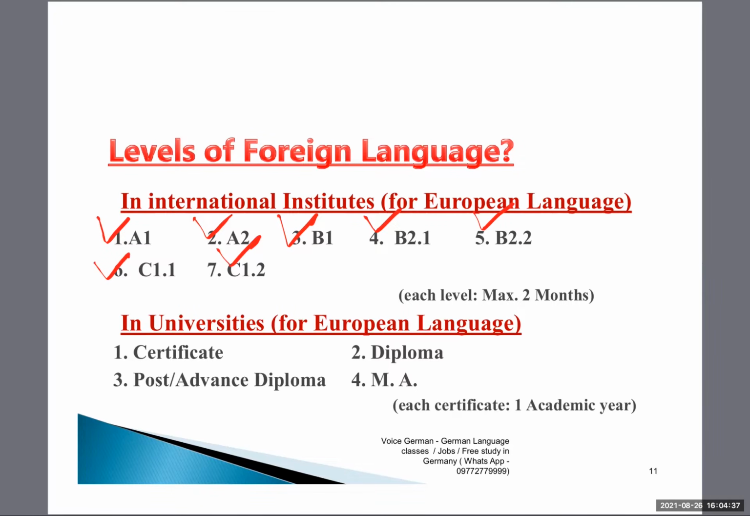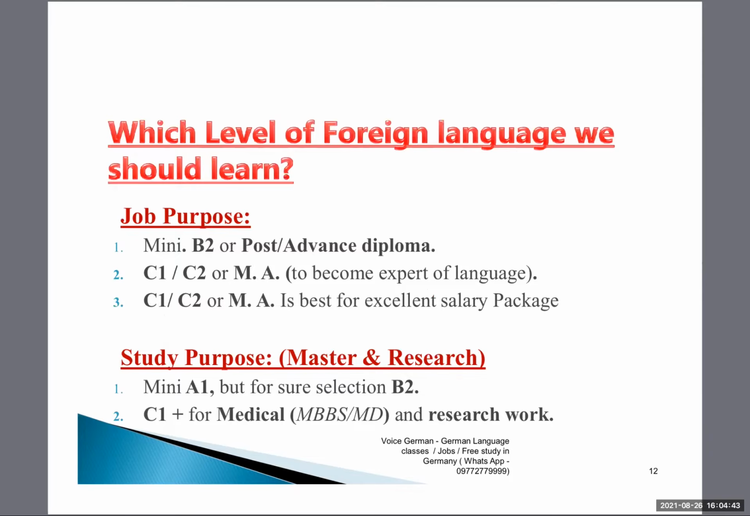Not everyone. So how many levels do you need? For job purposes, basically minimum B2 is compulsory. It means five levels. You need to do five levels. If you can do C1, C2, it is the expert level, so your possibility becomes stronger.